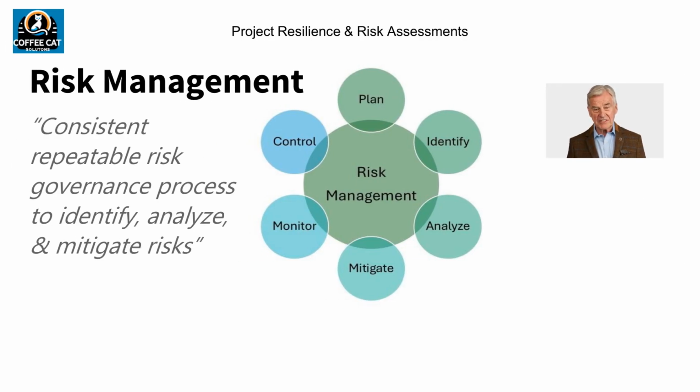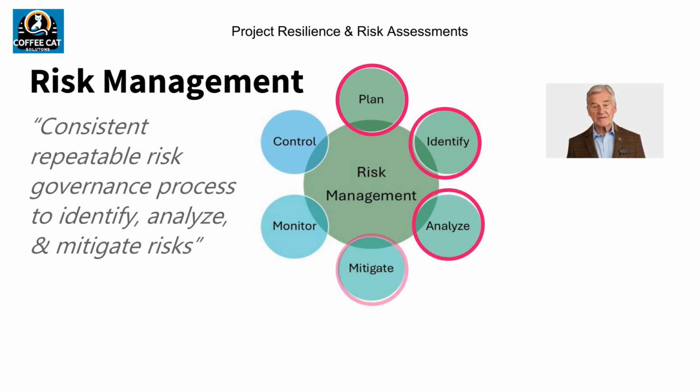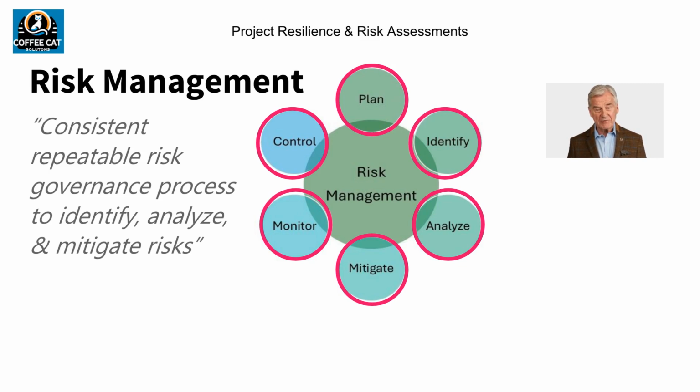Risk assessments and risk management frameworks create a consistent, repeatable process to identify, analyze, and mitigate risks. A common risk management cycle consists of the following processes: plan, identify, analyze, mitigate, monitor and control, and iterate. Iteration means doing risk analysis on a weekly basis and providing feedback to the team and management.